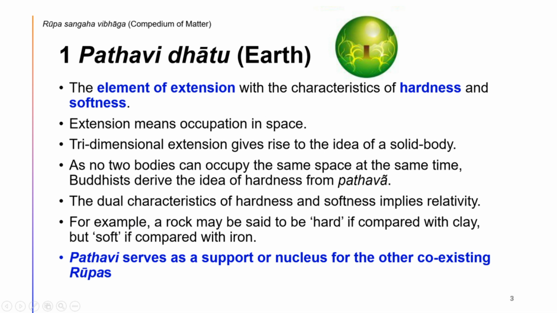So the dual characteristic of hardness and softness implies relativity. So the earth element consists of hard and soft. That's how they define the characteristic. Hard and soft are comparable. For example, rock can be hard if compared with clay, right? You compare, clay is soft, so rock is hard. But rock will be soft if compared with iron. Iron is much harder than the rock.